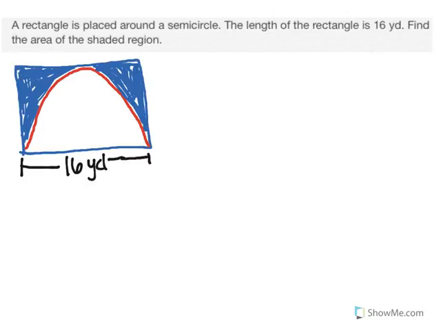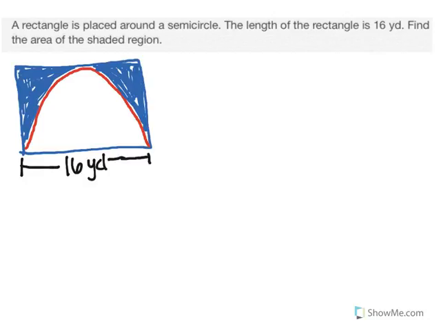So this problem says a rectangle is placed around a semicircle. The length of the rectangle is 16 yards. Find the area of the shaded region. And I apologize for my pretty awful picture, but we've got the rectangle in blue here and the semicircle inside it in red, and we're trying to find the area of the shaded blue region.